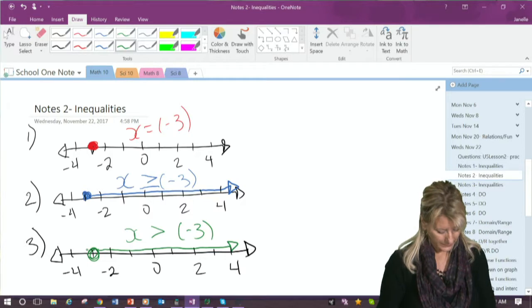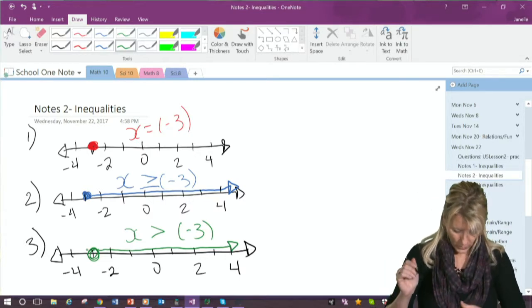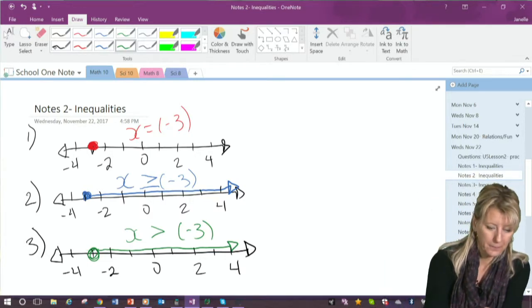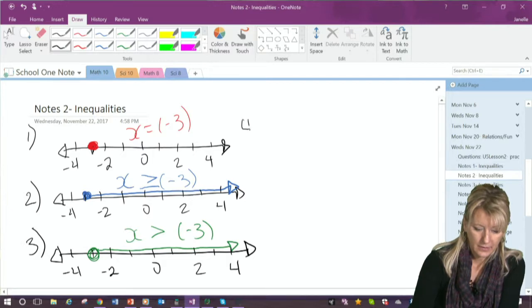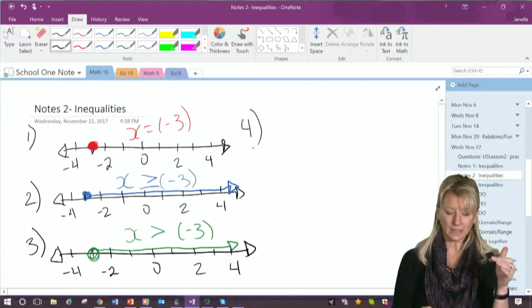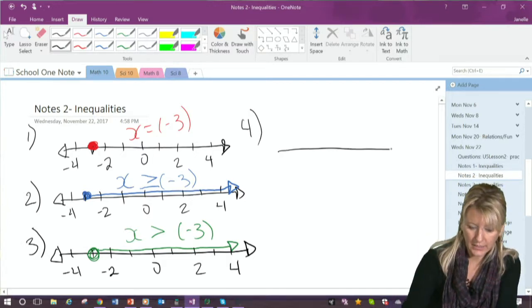Okay? And I'm going to give you one more. So you guys did well with that. So we're going to do one that's just a tiny, tiny bit different, and went with an example that I did too.